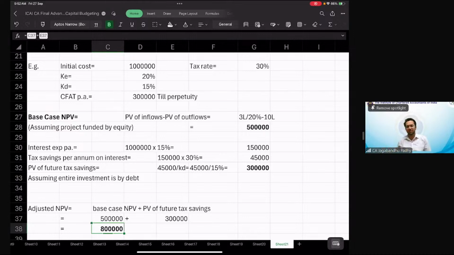It's just the same thing. You take the NPV by assuming fully funded by equity, and then you take the tax. Yes, Anila, you're right. You can take that also.